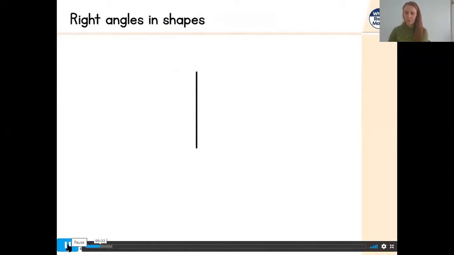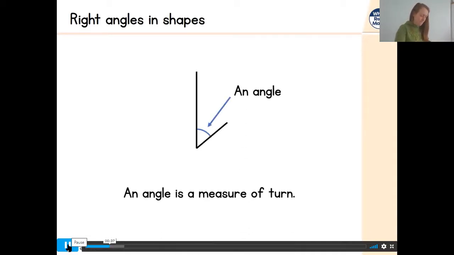Well, here we've got a line. And now we've got another line. Did you see how the second line turned from the first line? And there's an angle, the gap between the 2 lines. So an angle is a measure of turn, a measure of how far 2 lines have turned away from each other. And we can see that we've got one angle there. Can you see another angle in this drawing? Well, there's another angle there, isn't there, all the way around. You see that the second angle is quite a bit larger than the first angle.